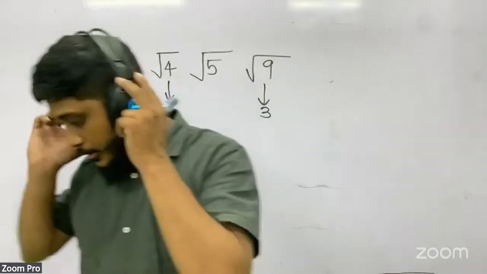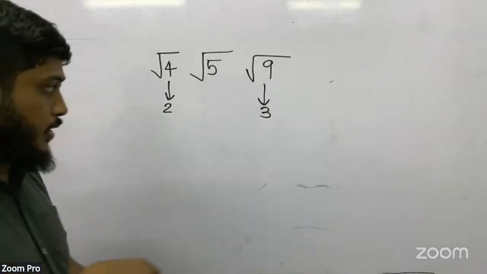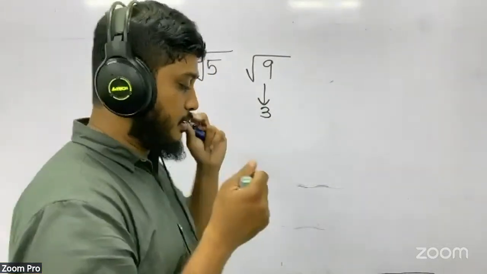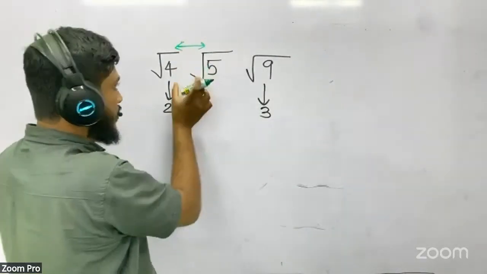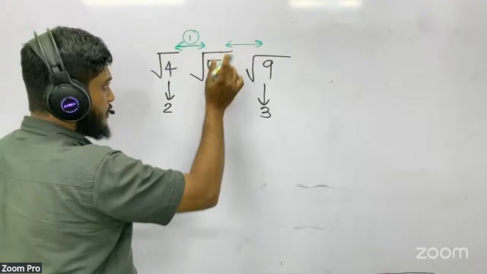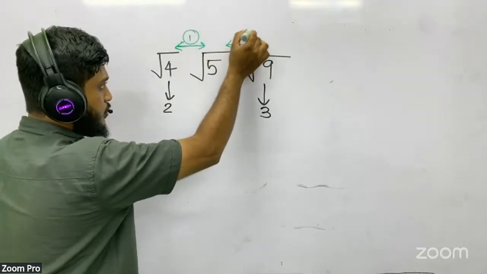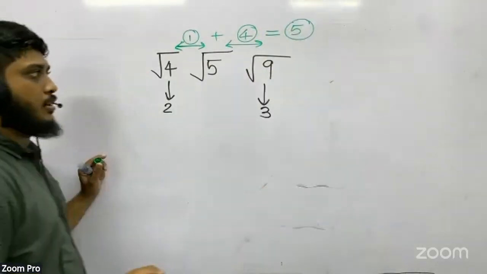So when you get these numbers, do it like this. What is the gap between 4 and 5? 1, right? What is the gap between 5 and 9? 4. 1 plus 4 is equal to 5.